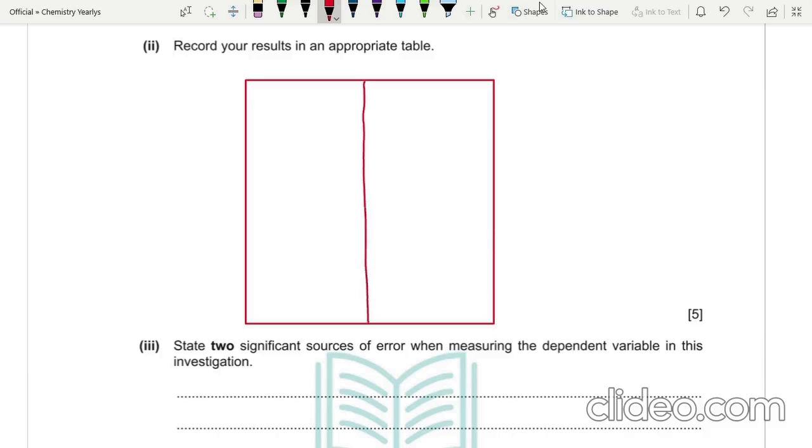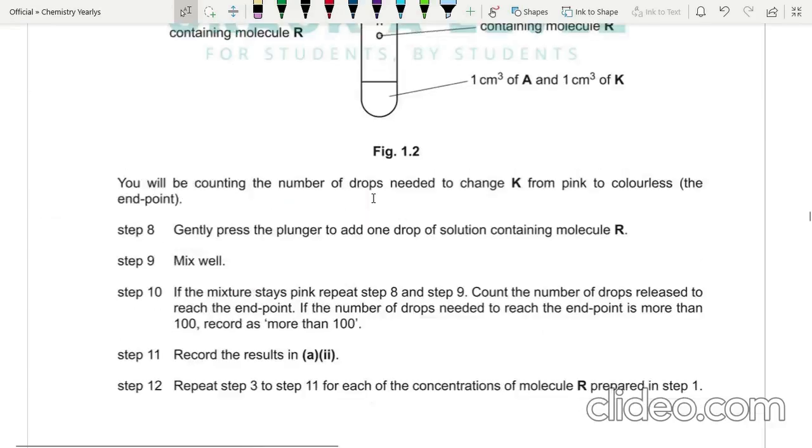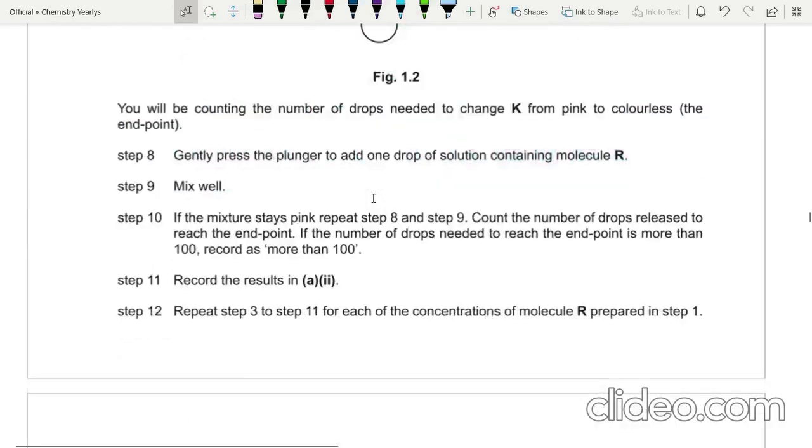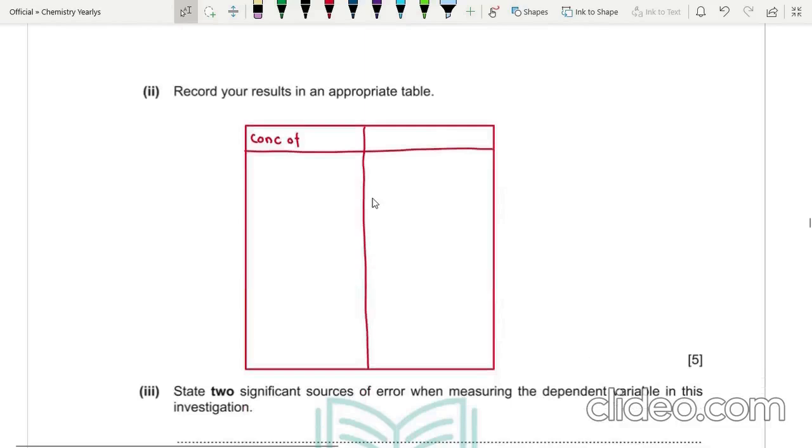This will be the first row for the heading, the concentration of solution. What was the solution? Name of the solution was R. Okay, so concentration of R was in percent. Okay, and then number of drops needed, or you can also write number of drops needed for color change.